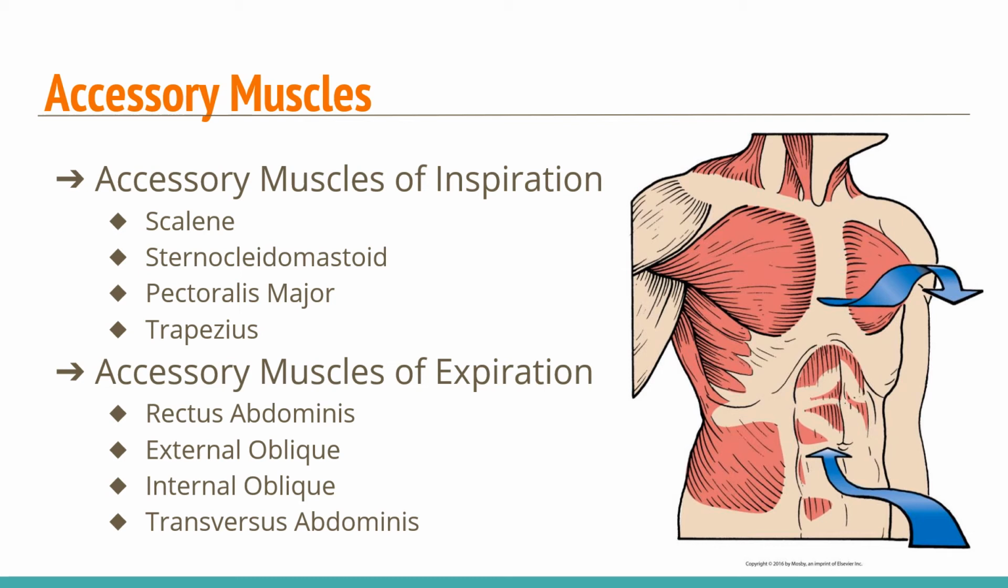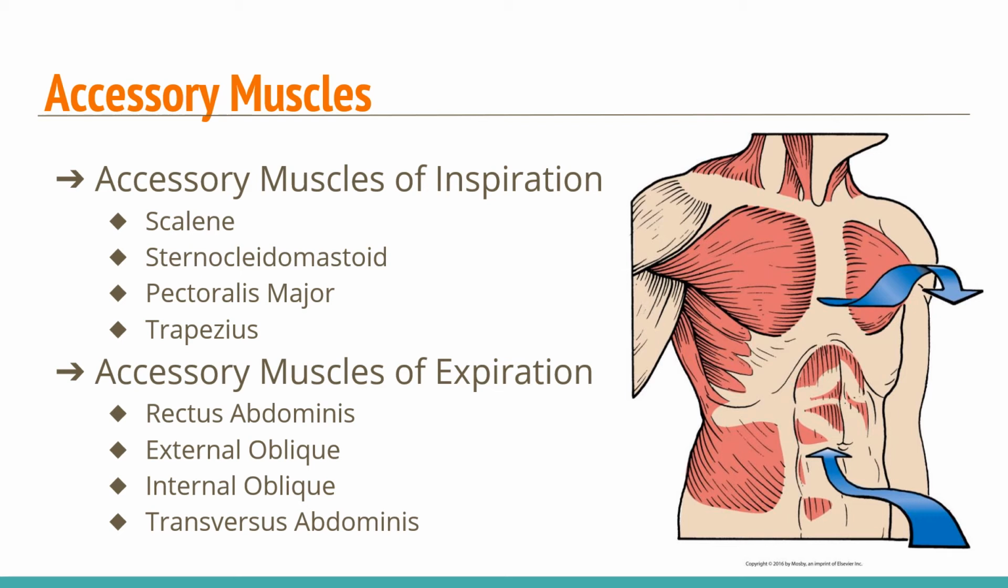Your pectoralis major is the one that you're going to see when patients are tripoding. Again, that also helps increase the AP diameter. And then your trapezius is in your upper back neck area. It helps elevate the thoracic cage. So it might be like a shrug on inspiration. That's what you'll see if they're using their trapezius muscle. Again, that's in the upper back neck area.